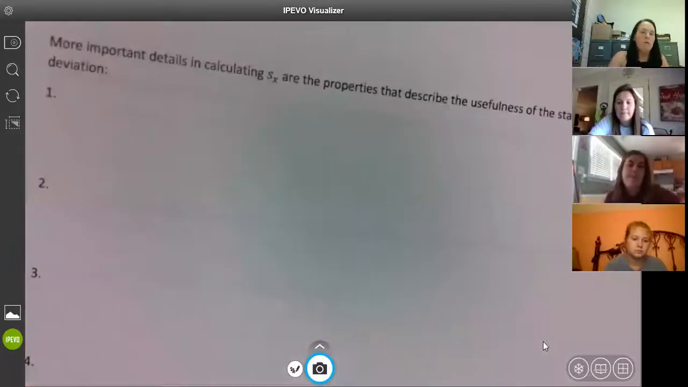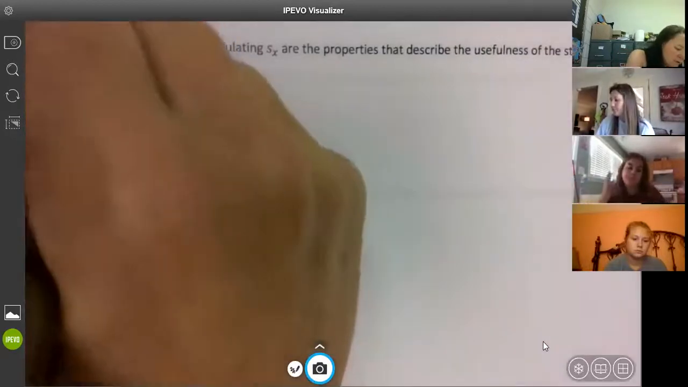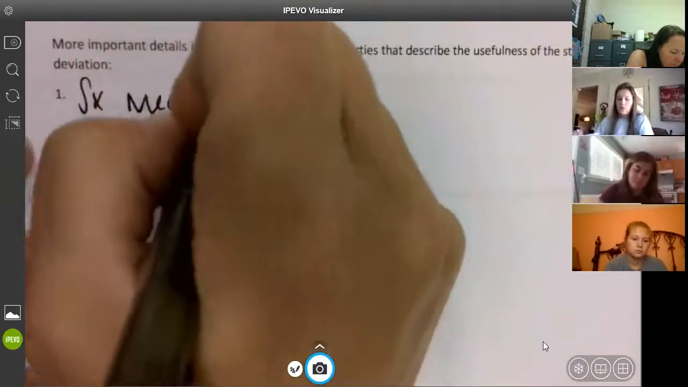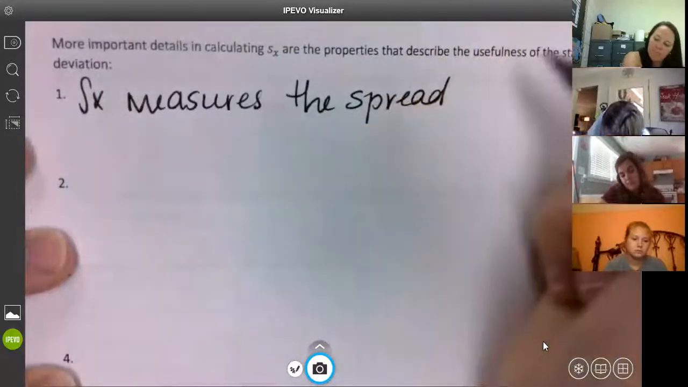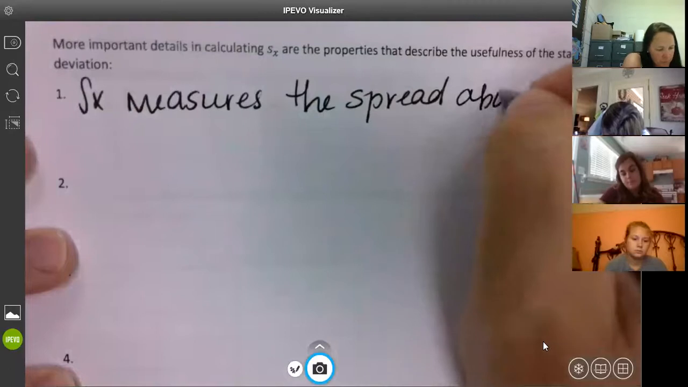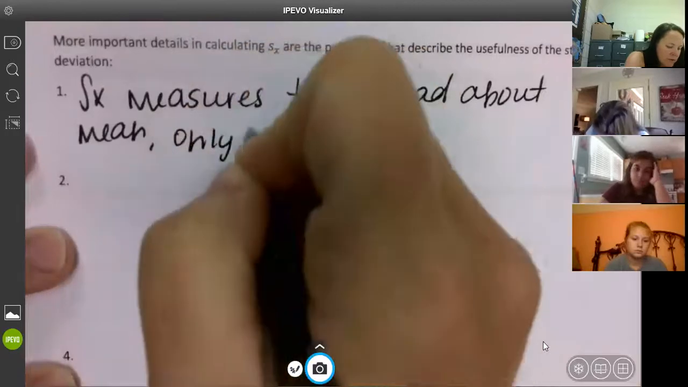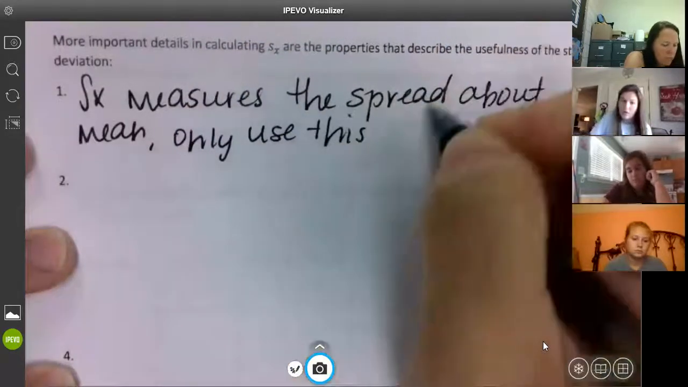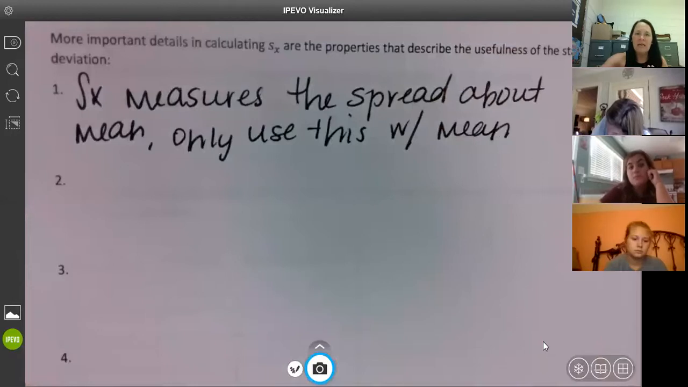Next page. More important details in calculating the standard deviation are the properties that describe the usefulness of standard deviation. So S sub x measures the spread about the mean, and we only use this with the mean. So if you pick that your center is the mean, then your spread should be standard deviation. If you pick median, do not use standard deviation. That's all it's saying. Okay, so only use this with the mean.